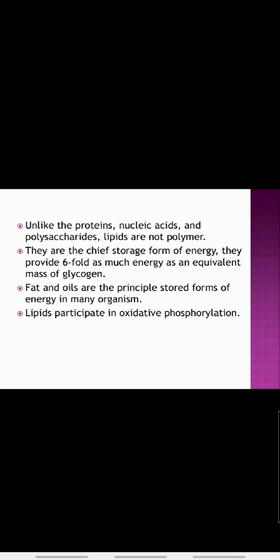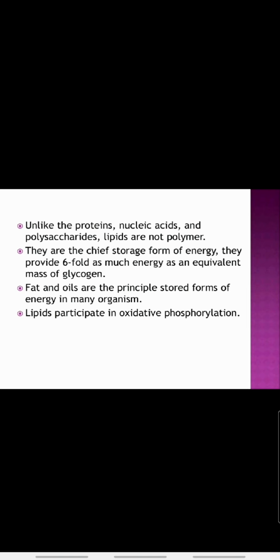Yes, aside from the protein, nucleic acid, and polysaccharide, which, as we all know, polysaccharide contains a lot of sugar, lipids is not included with the polymer because lipids does not consist of large molecules. It is quite too small, so that is why it is not a polymer.